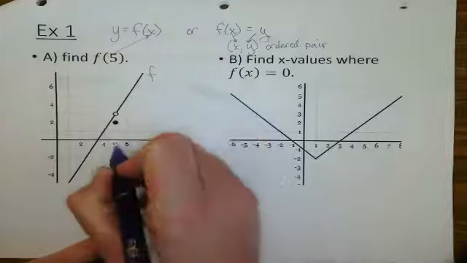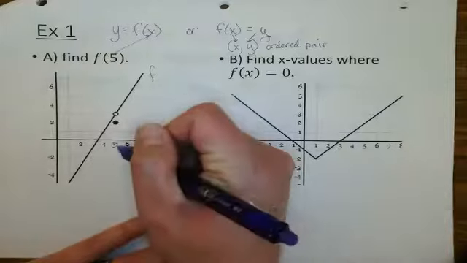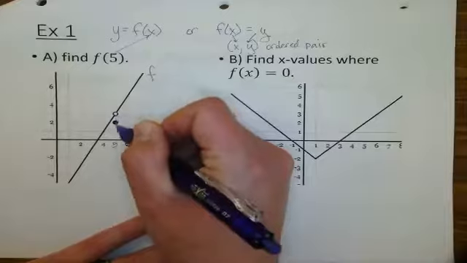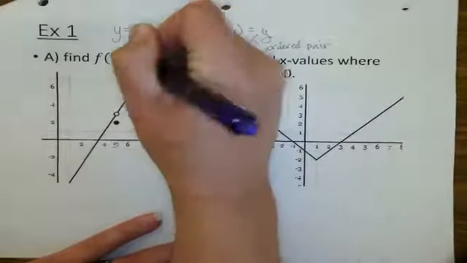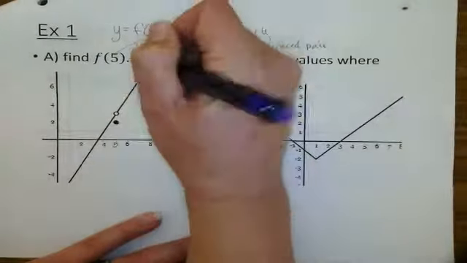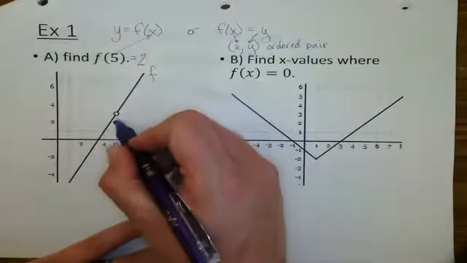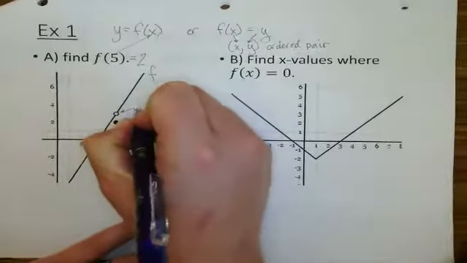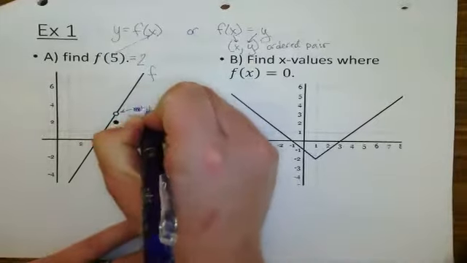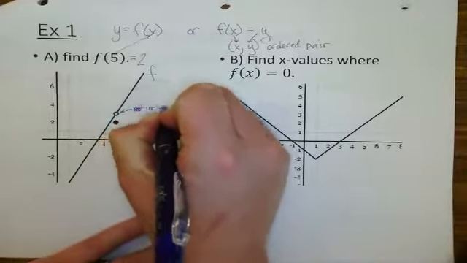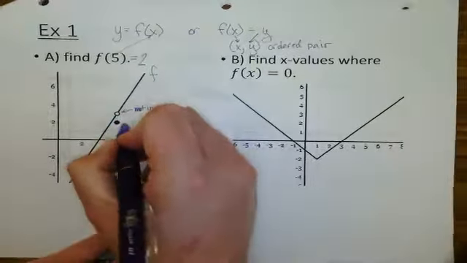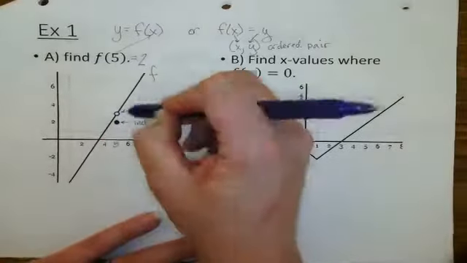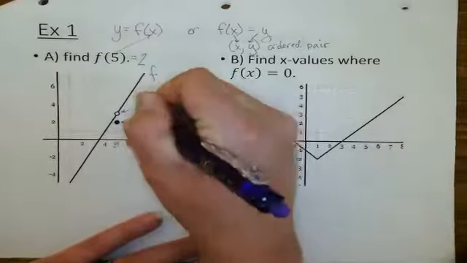hey, what's the output when you have an input of 5? So we go to 5 on the x-axis, and what's the output? And it looks like there could be two choices. So which is the actual choice? 2 is the correct answer. This point is an open circle, which means it's not included. And this is the actual value that is included, the actual output.